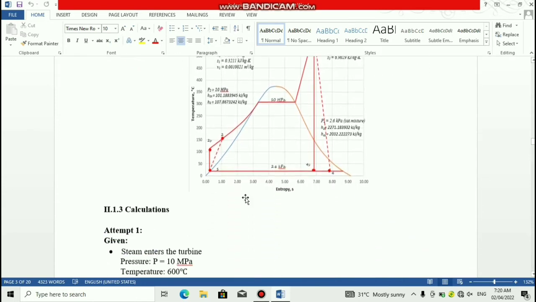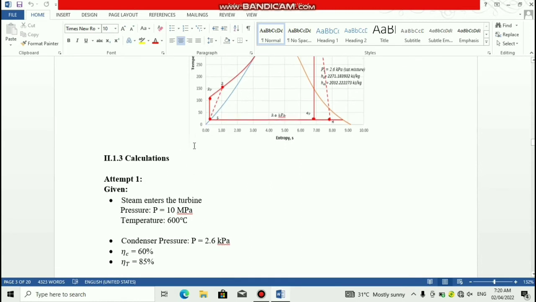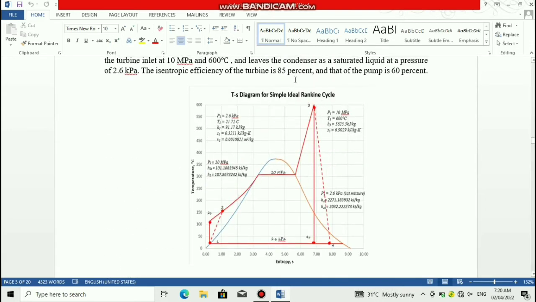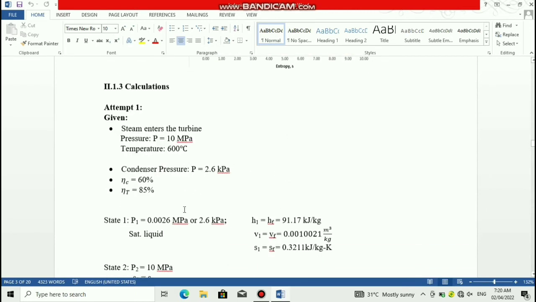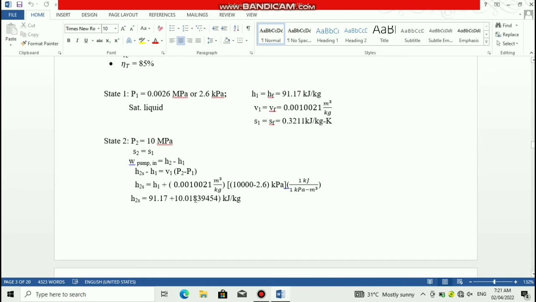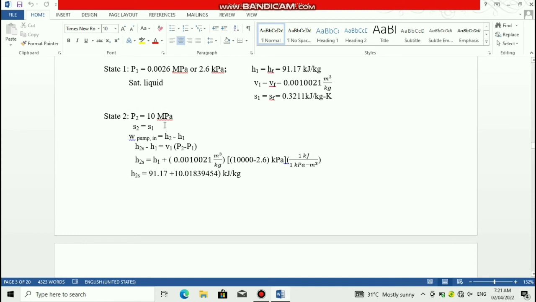So this is our first attempt. The steam enters the turbine at 10 MPa and 600 degrees Celsius and the condenser pressure is equal to 2.6 kilopascal. There is a condition that the isentropic efficiency of the turbine is 85% and for the pump is 60%. At state 1, the pressure is 2.6 kPa. It is a saturated liquid. Therefore, we get the enthalpy, the entropy, and the specific volume. For state 2, the pressure is 10 MPa and the entropy at point 2 is equal to the entropy at point 1.